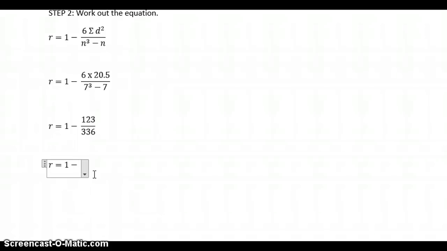So, next part of our equation is to figure out what 123 divided by 336 is. You're looking at a big number. We can get rid of this guy now, we don't need him anymore. So that equals 0.3660. We won't round up any more than that.